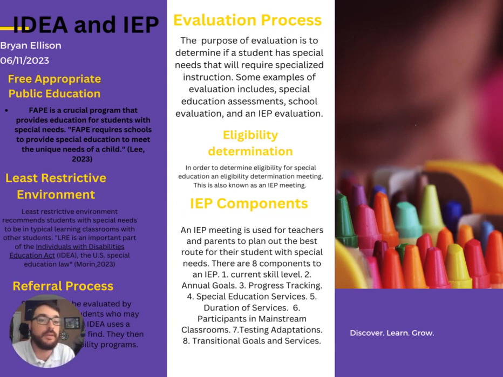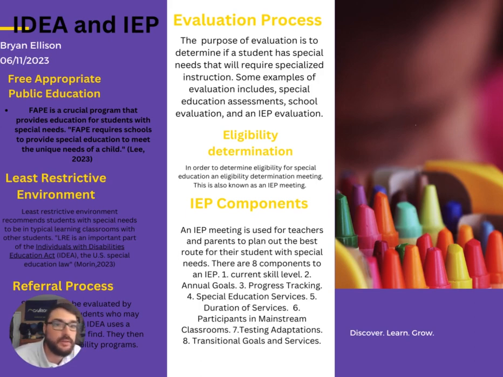There's 8 different components in an IEP meeting. First one's current skill level. Second one is annual goals. Third is progress tracking. 4 is special education services. 5 is the duration of these services. 6 is the participants in mainstream classrooms. And 7 is testing adaptations. And 8 is transitional goals and services. So you can kind of think of these 8 components of an IEP meeting as you go through the meetings. You can kind of see different stuff like that.